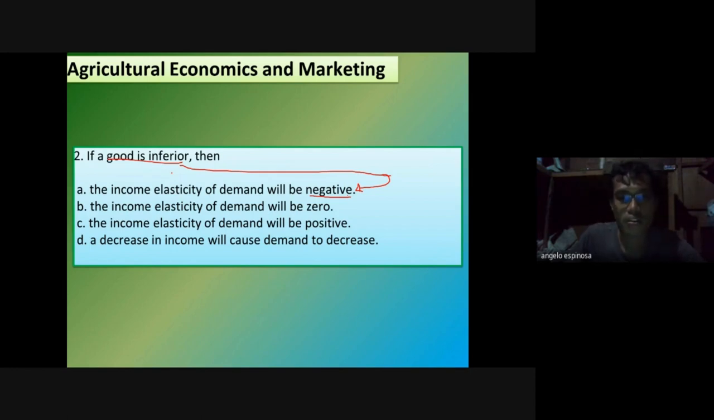Kung necessary good, that is being what? Pag necessary good, ano ang necessary good? What type of income elasticity of demand? Pag necessary good, that is being zero. Okay? Pag luxury goods naman, that is being positive.